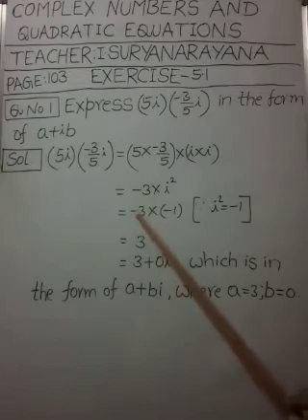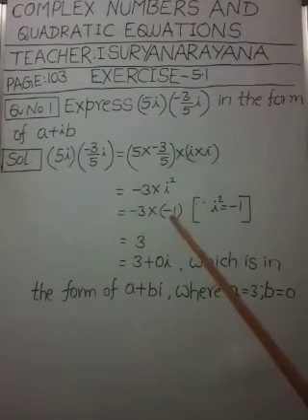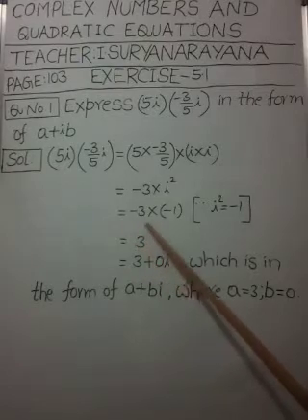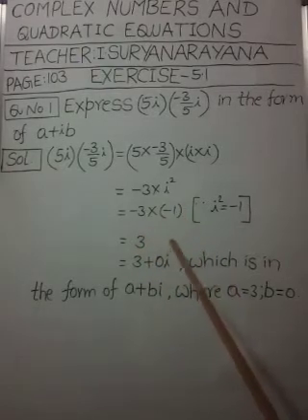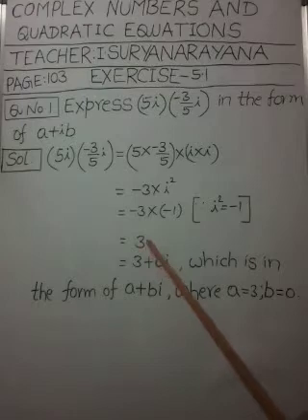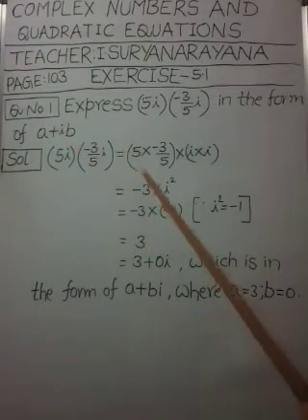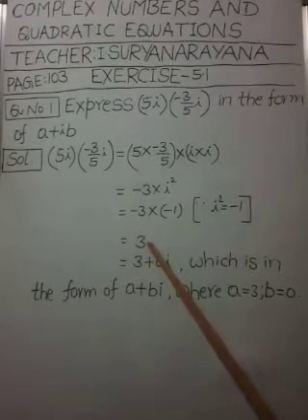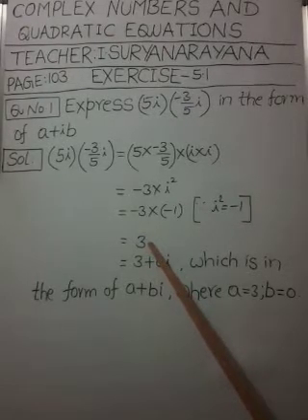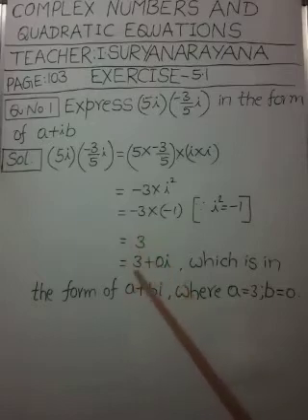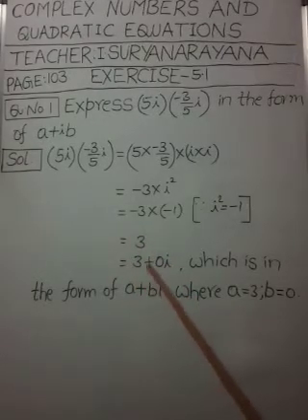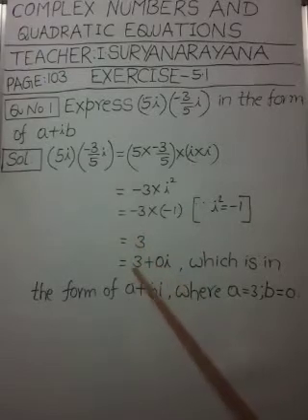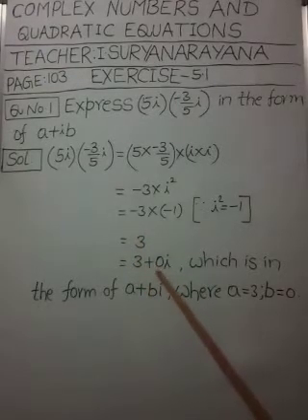Right. That is equal to minus 3 into minus 1. What will you get here? 3. Finally, we get a number that is 3 only. But we should write this final result in the form of a plus ib. Is it imaginary part or real part? Yes. There is no i. So, it is the real part only. So, we write this number as a plus ib or a plus bi, where a is equal to 3 and b is equal to 0.